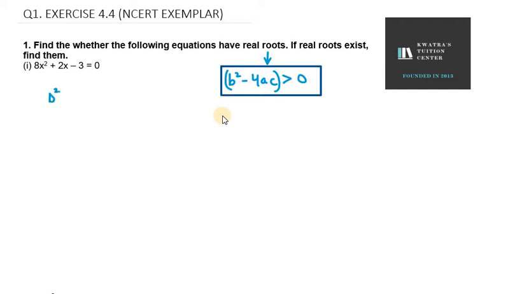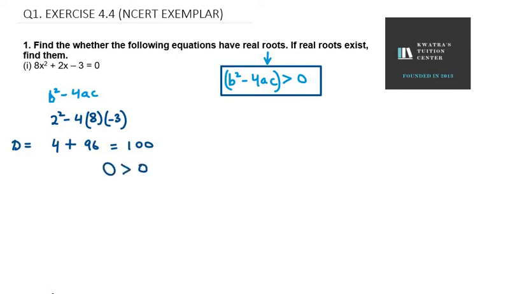So b square minus 4ac. b is 2, so 2 square minus 4ac. a is 8, c is minus 3. So it is 4, minus minus is plus, 4 into 8 into 3 will be 96. So you get the value of D as 100. D value is 100. Now this means that D is greater than 0.